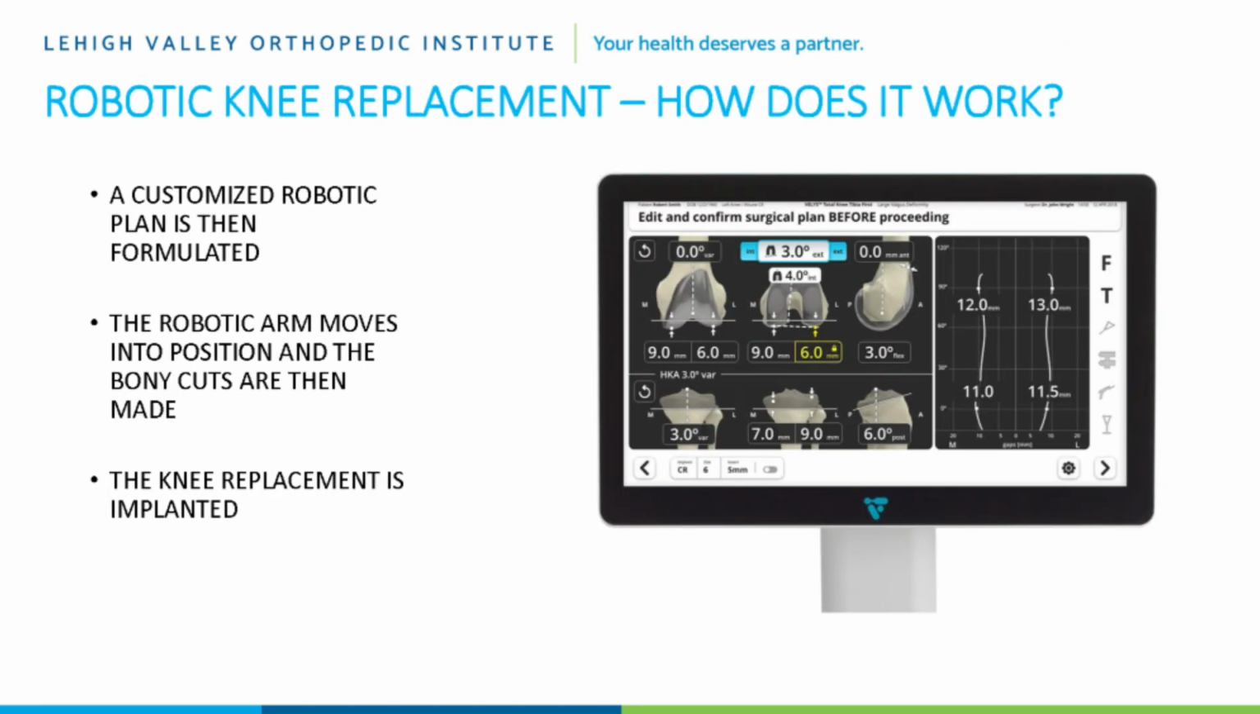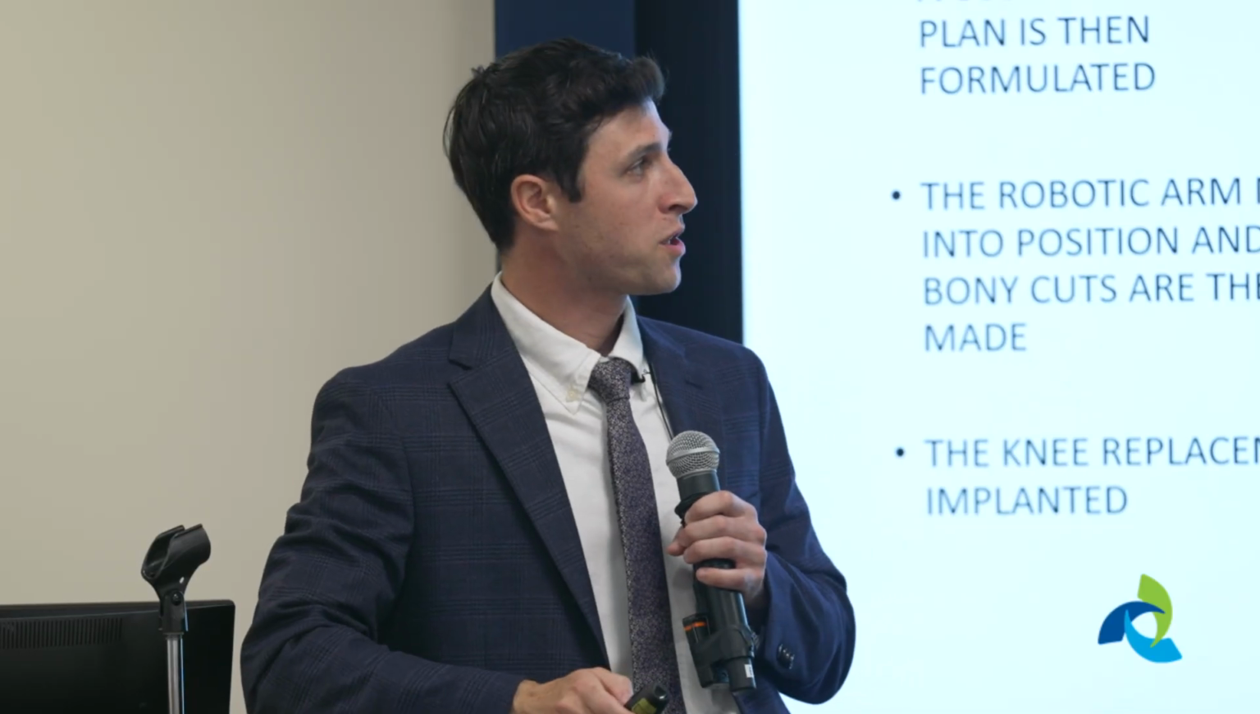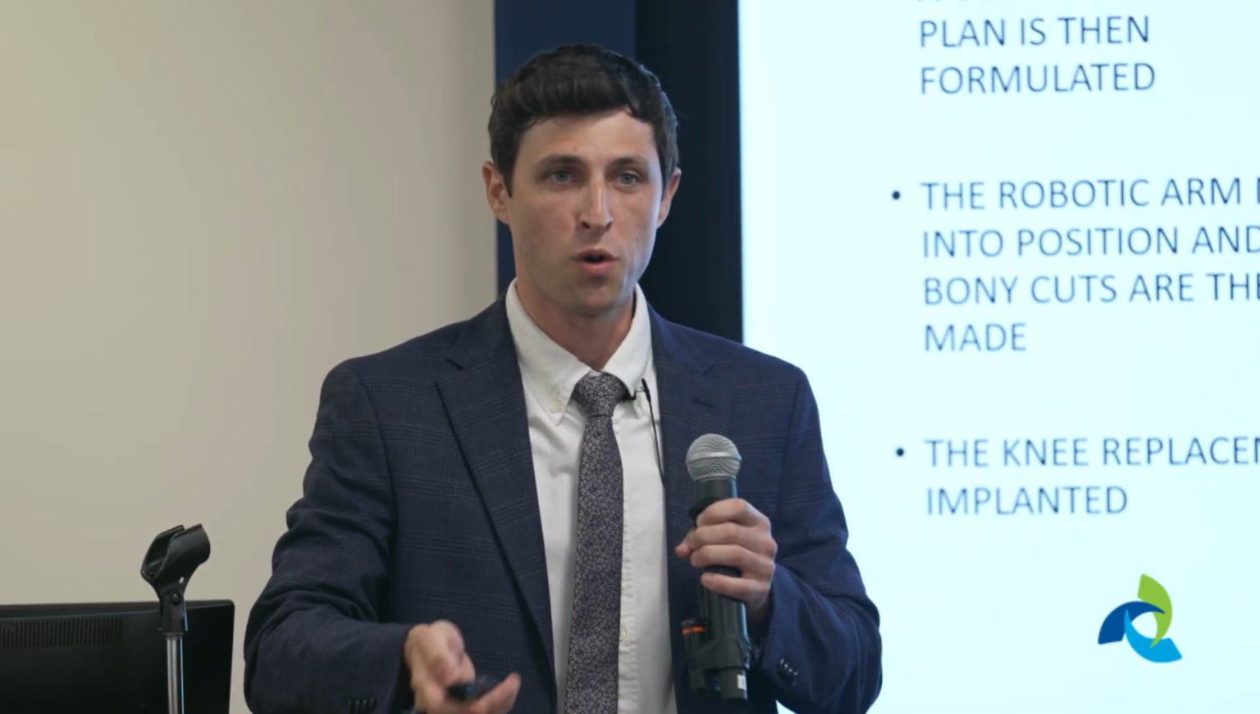And this is just a screen showing what that planning will look like, and we can plan how much or how little we want to resect, how we want to position the parts in the knee in 3-dimensional space. And it also gives us the ability to balance the knee throughout the entire arc of motion, so we know when we leave the operating room that your knee is as balanced as it could be. And then after that, once we make those cuts, the knee replacement's implanted like normal.